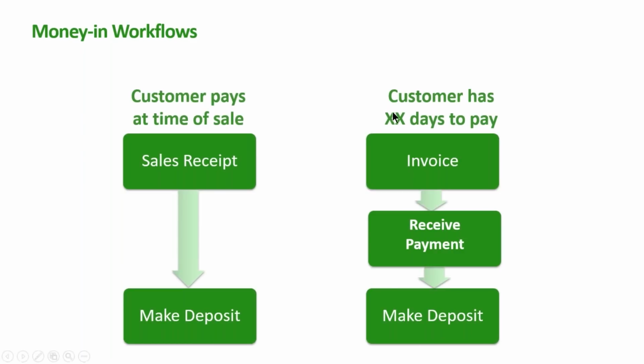Over on the right-hand side, we have a different workflow. This is if the customer has a number of days to pay. So basically, you're going to be sending them an invoice, and then you're going to wait a couple of days, and then hopefully, eventually, fingers crossed, right, they pay you. And when they do pay you, you're going to record this as a receive payment. That tells QuickBooks specifically about a payment from that customer, and you can assign that payment to a particular invoice to close it. You're also going to tell QuickBooks where the money goes once you get it. And that's an important step as well, just like with the sales receipt, because if the money is going directly into your checking or your operations account or anything like that, you can tell QuickBooks about that.